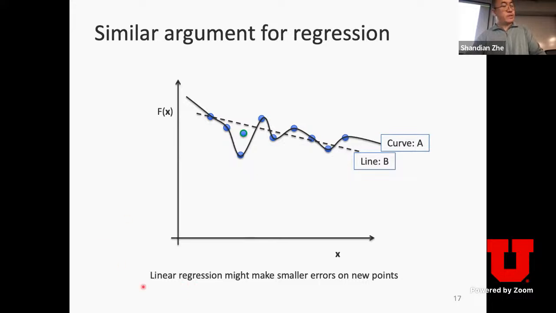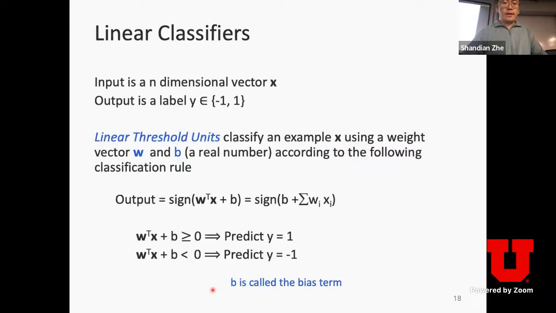So because of simplicity, linear regression can be more immune to possible noises and the perturbation of the data samples, so it can make smaller errors on new points. Okay, so that's one major motivation of a class to learn linear classifiers or linear regression models. But what are linear classifiers?